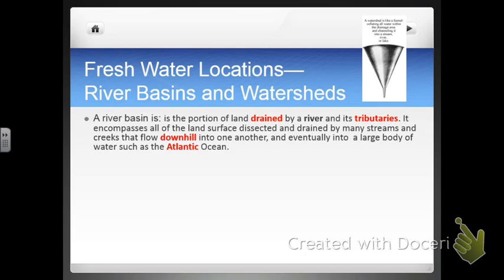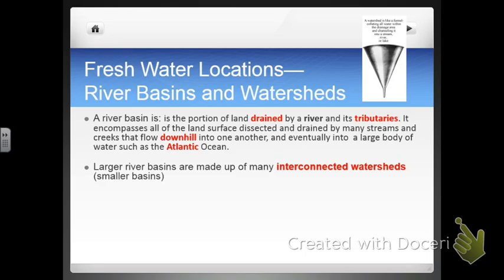In the case of most of the river basins in North Carolina, they end up in a larger body of water like the Atlantic Ocean. We do have some in the western part of the state that flow on the western side of the mountains, and they end up flowing into larger rivers that end up flowing into the Gulf of Mexico.